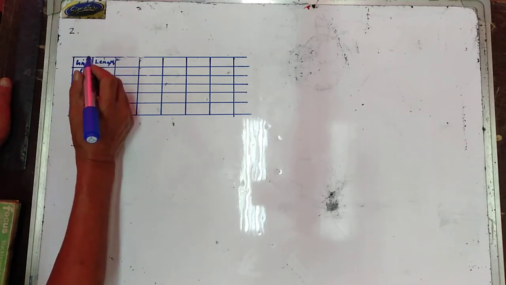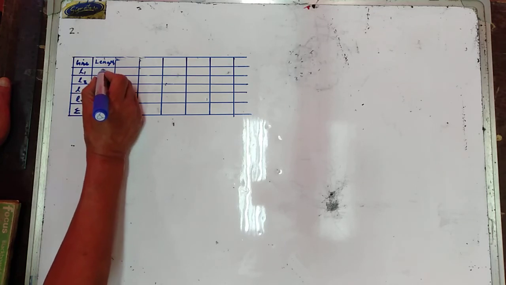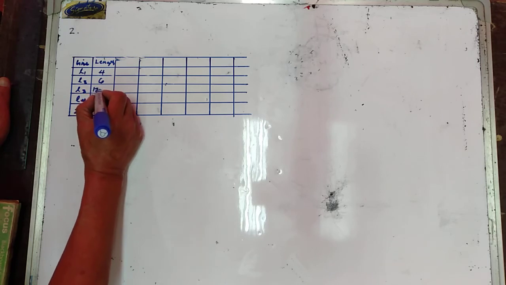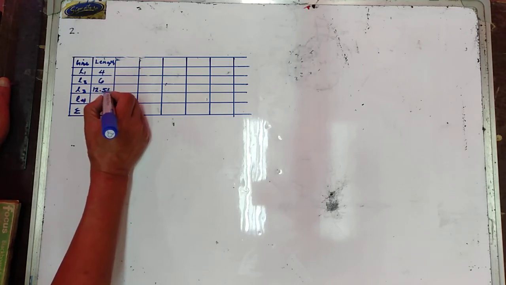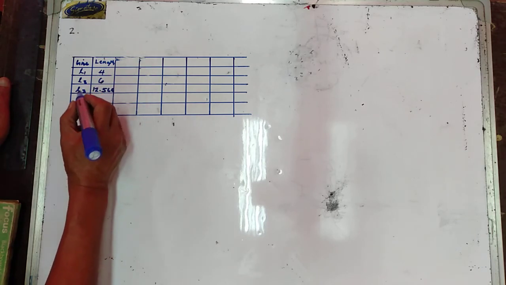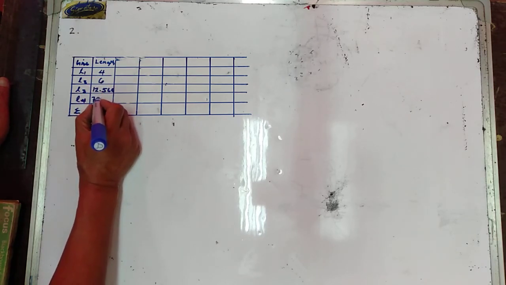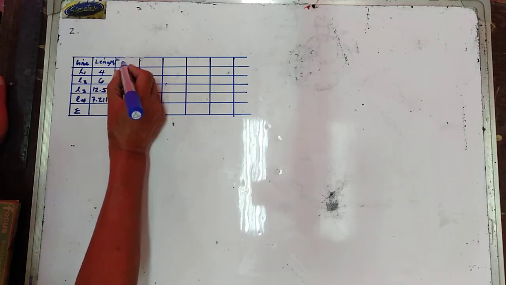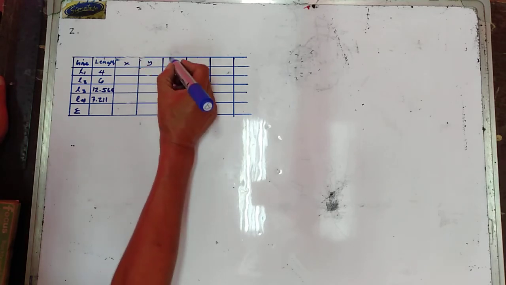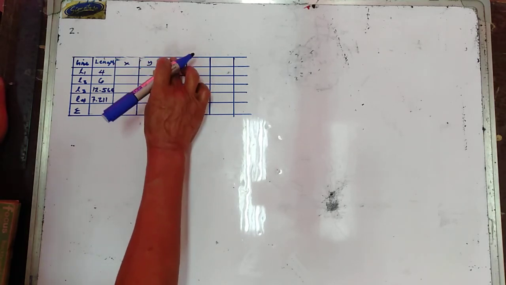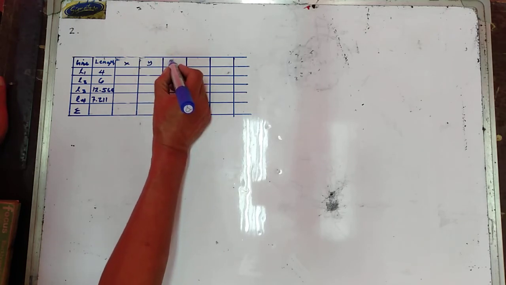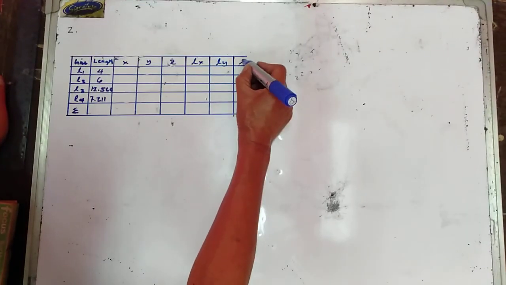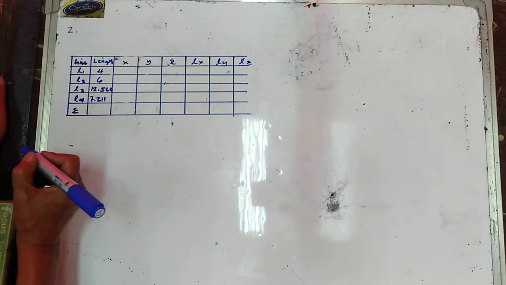So your L1 is 4 inches. Then L2 is 6 inches. L3 is 12.566. And then L4 is 7.211. And we have your summation. So we have your x, this is your y, and this is now your z. So we have your Lx, we have your Ly, and that is your Lz.